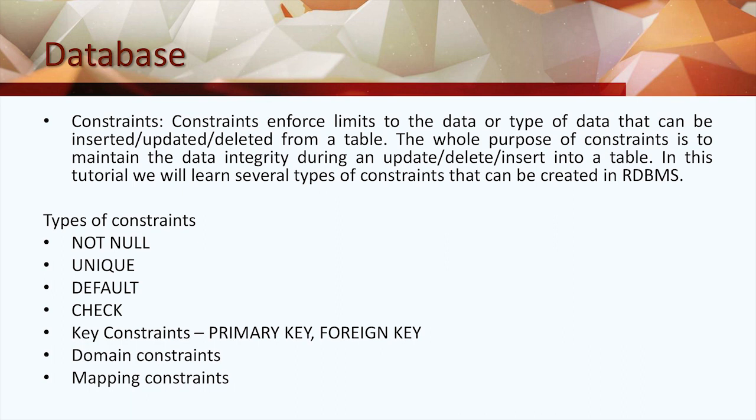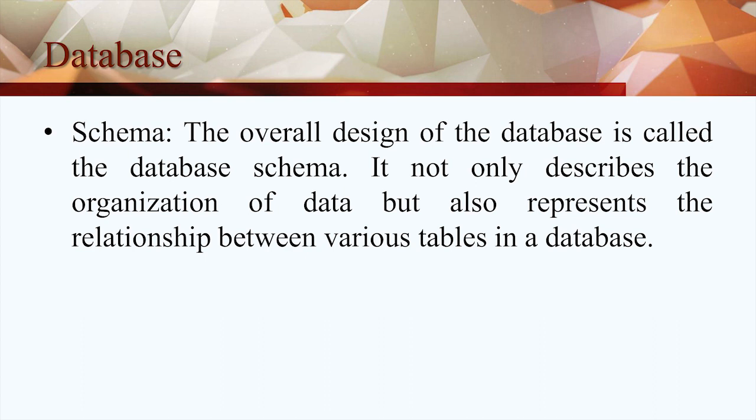Now the final terminology is schema. The overall design of the database is called the database schema. It not only describes the organization of the data but also represents the relationship between various tables in the database. So the 4 terminologies are very important, which make a complete database system, that is data, relationship between the data entities, then set of rules or constraints, and finally the overall design of the database. Hope you understand the components of the database.